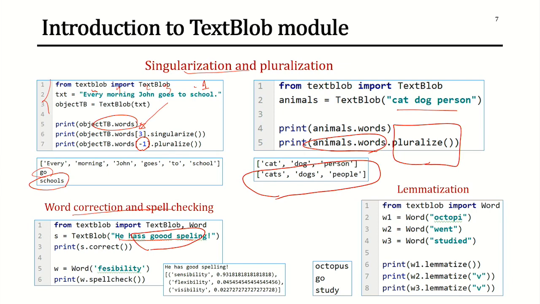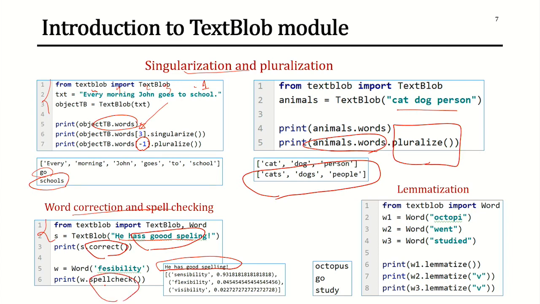To correct this given sentence, we can use the correct function, which, once we create the TextBlob object, we can access as s.correct here. So as the result, we obtain this sentence. It is in the correct form. He has good spelling.